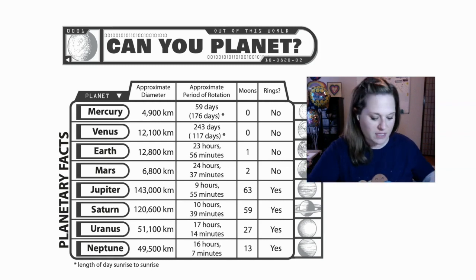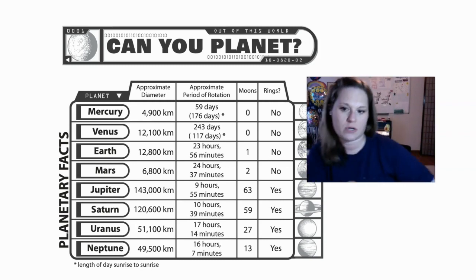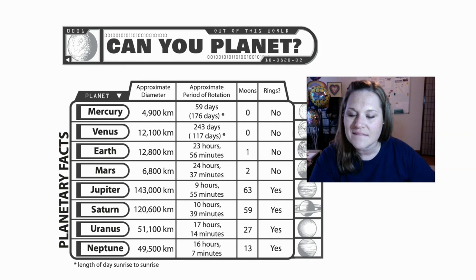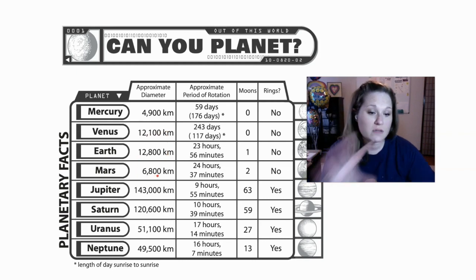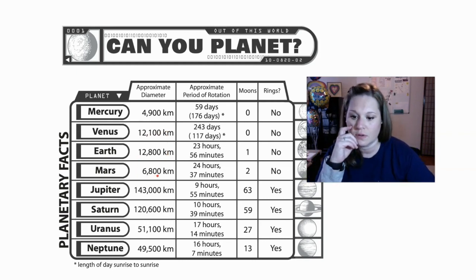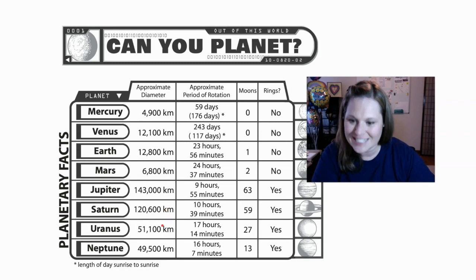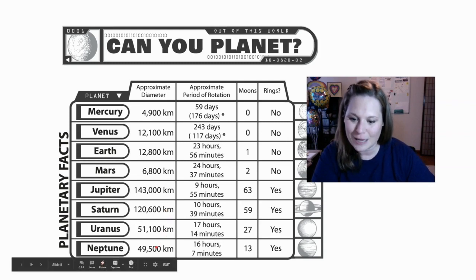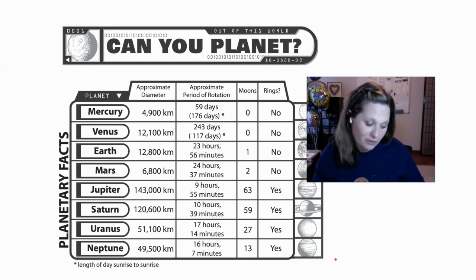All right, first of all, let's see. Are any of the inner planets larger than Earth? Mercury's not. Venus is not. Okay, there's Earth. Mars is not. So none of the inner planets are larger than Earth. Well, whoa, Jupiter is. Jupiter's larger. Saturn's larger. Uranus is larger. And Neptune is larger. So all of the outer planets are larger than Earth.